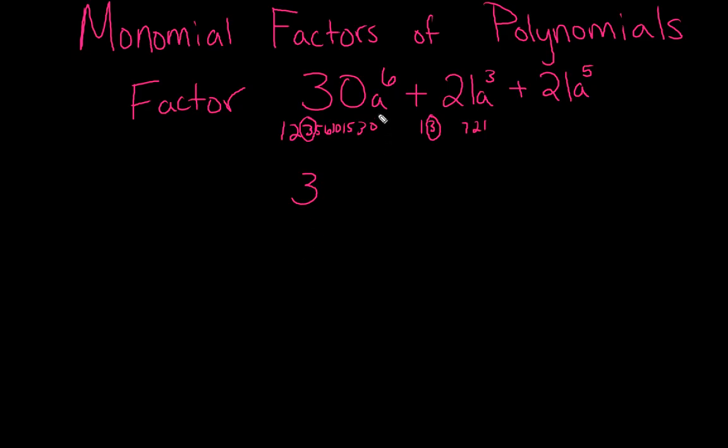And then looking at our variables, we only have one variable here. We just have the a variable. To find the greatest common factor, it's just going to be that variable to the smallest degree. So we see we have 6, 3, and 5. The smallest one is going to be to the 3rd power. So our greatest common factor of these is 3a to the 3rd power.